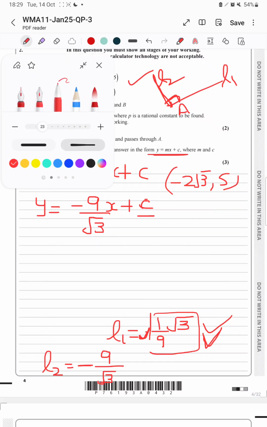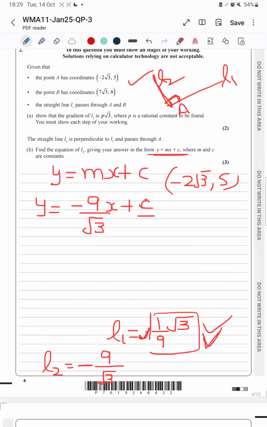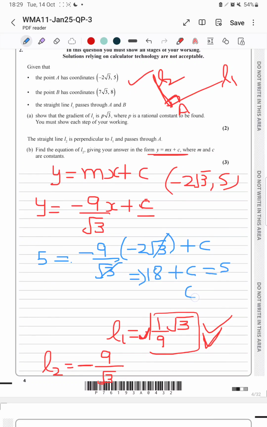So what I get from here, I will be substituting here 5 is equal to minus 9 over root 3 times negative 2 root 3 plus c. So root 3 and root 3 cancel, and I got 18 plus c, and that is equal to 5. So c is equal to negative 13. Once you get this value of c, you just need to resubstitute this value. So what we got here is y is equal to negative 9 over root 3 x minus 13.